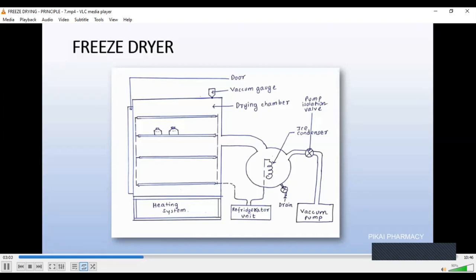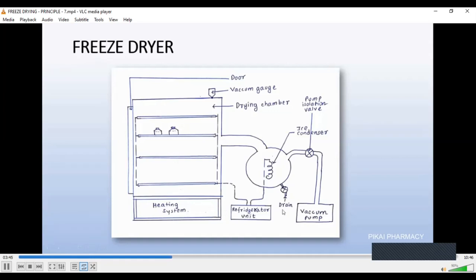But that does not happen at the beginning. At the beginning, there is a refrigerator unit which works first. There is a sample placed above the plate, and the refrigerator unit decreases the temperature to about -20 degrees centigrade, which is a very low temperature. At this temperature, the moisture content present in our sample becomes ice. So it freezes and converts into ice. Now there is a vacuum pump. This vacuum pump decreases the pressure and then the heating system is turned on.